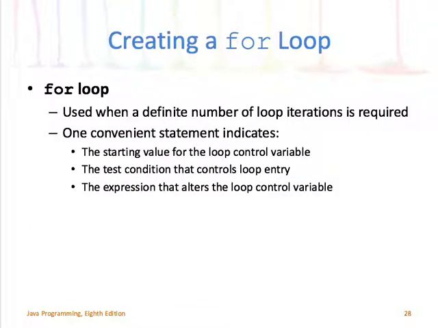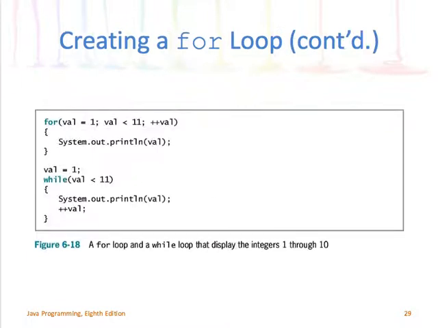Creating a for loop. Use a for loop when you have a definite number of loop iterations. Now, like I said, if you know that the value is always going to be between 1 and 10 or 1 and 20, great. But you also can make this dynamic. When I say dynamic, it could be something that the user is entering in. That value could change any time.